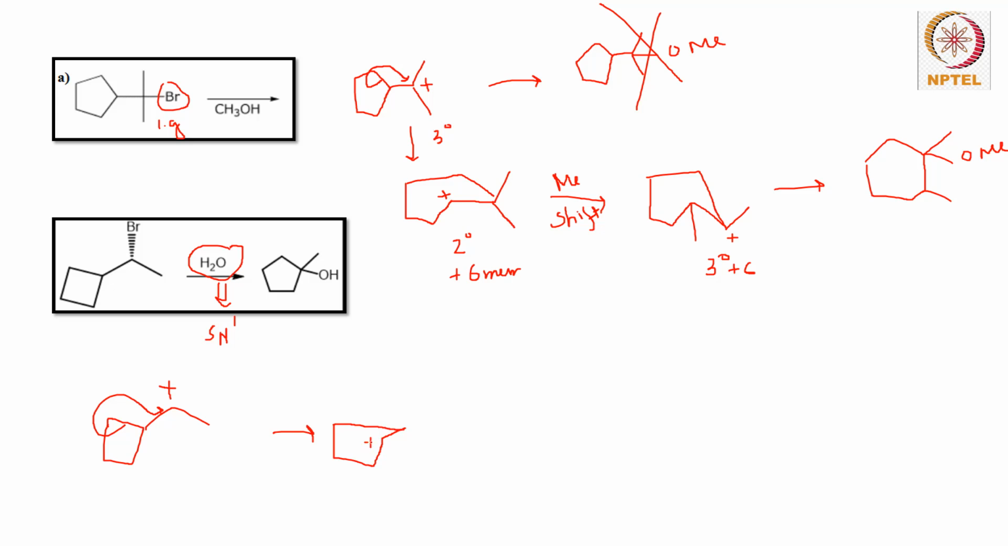Generating a carbocation here. Now there is a hydrogen atom, so there is a possibility of hydrogen shift, generating this as our carbocation. So this is 3 degree as well as 5 member. So from here, if water attacks, we get this as our product.